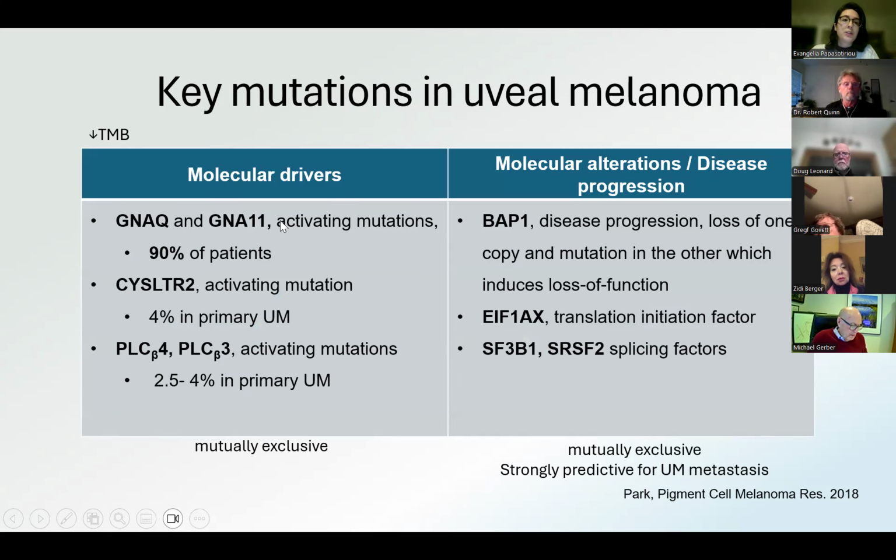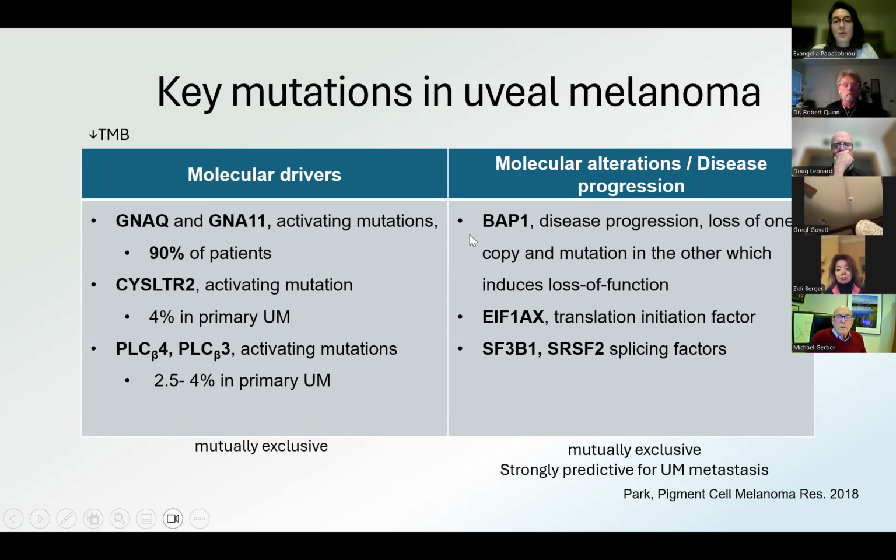The tumor mutational burden of uveal melanoma is very low compared to other cancers. And we have seen that the main molecular drivers are GNAQ and GNA11 in the majority of the patients, and they're activating somatic mutations, followed by CYSLTR2, another type of gene for a receptor, and PLCB4 and PLCB3, its homolog. These mutations are mutually exclusive. That means rarely, or actually almost never, we don't see them happening together at the same time in an individual or in a tumor.